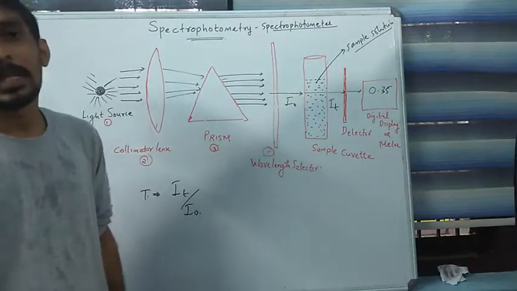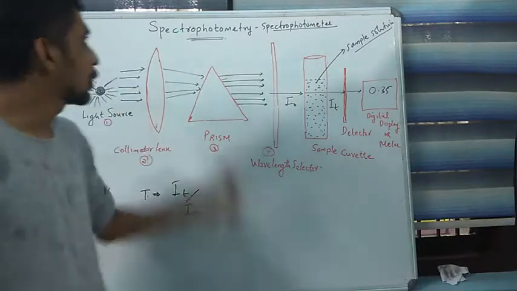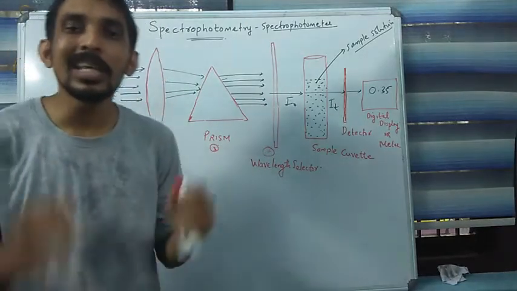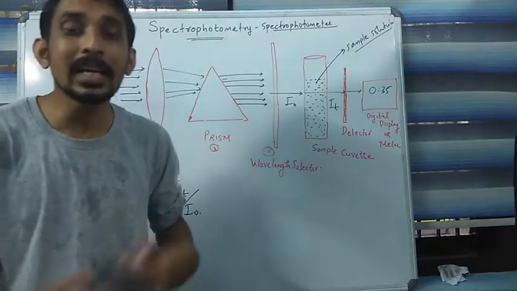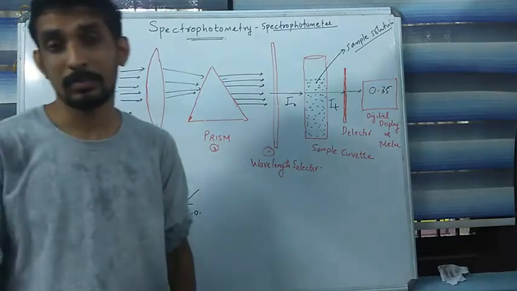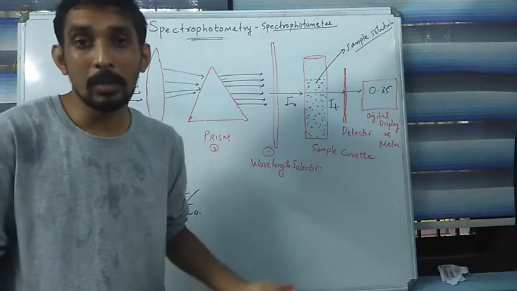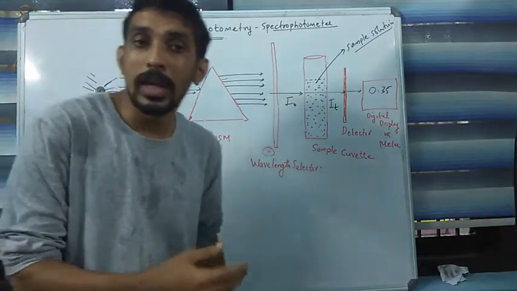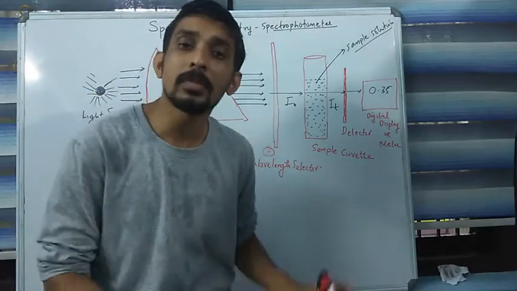Hi, in this video class, we are going to study the process of spectrophotometry. We know that each and every particle, or each and every solute, can absorb a specific wavelength of light. For example, chlorophyll A can absorb wavelengths ranging from 380 nanometers to 700 nanometers. Each and every particle can absorb a specific wavelength of light.